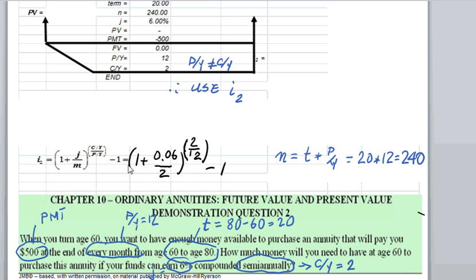P/Y is 12 payments per year, at the end of every month, so we're going to show here the end of every month for the next 240 payments. And then C/Y is 2. Because P/Y is not equal to C/Y, we have to use I sub 2. The only thing you have to show is the calculation for I sub 2. You can use your calculator to evaluate that, and then we're going to be using financial keys. On the final exam, you might be asked to calculate I sub 2, so let's see how we're going to do that.